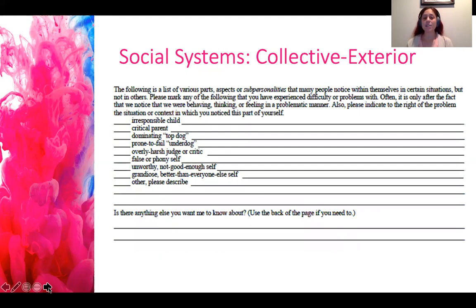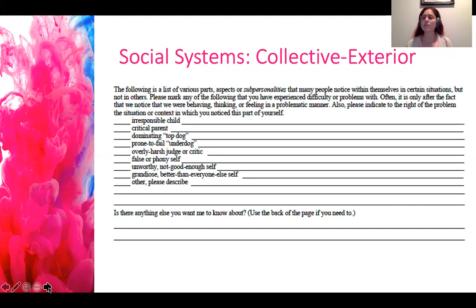Okay, and then this last section here is getting at sub-personalities, which the client may be confused about, and that's okay. If none of this resonates with them, it's okay. But you're asking, and I think reading it is the most helpful, honestly. So you could read this out to them. So I'm going to give you a list of sub-personalities that many people notice in themselves in certain situations, but not in others. Let me know if you've experienced any of these or difficulty with any of these. And this may be only evident to you after you've noticed that you were behaving or thinking or feeling in a weird, strange, different way.